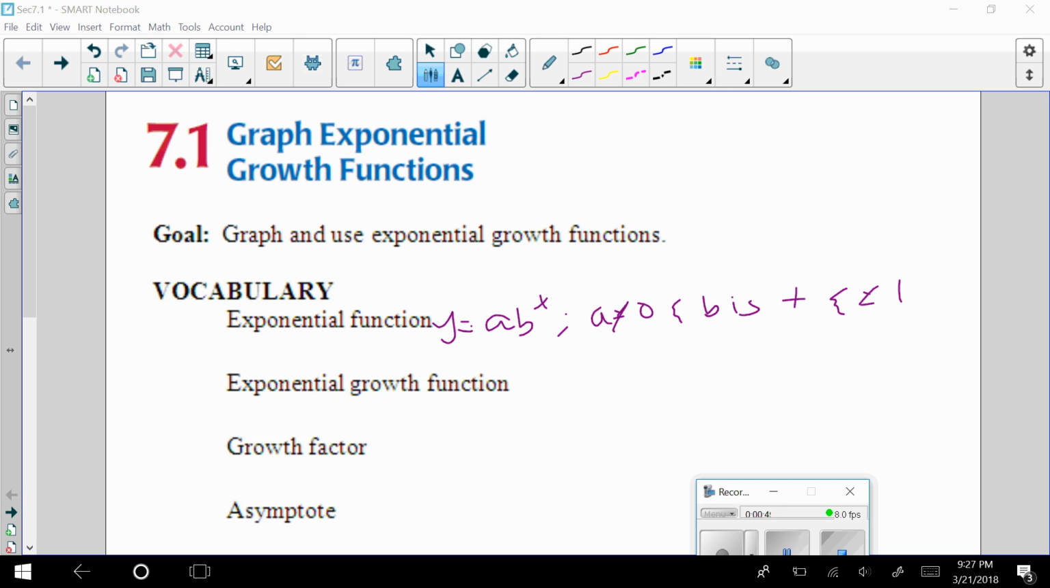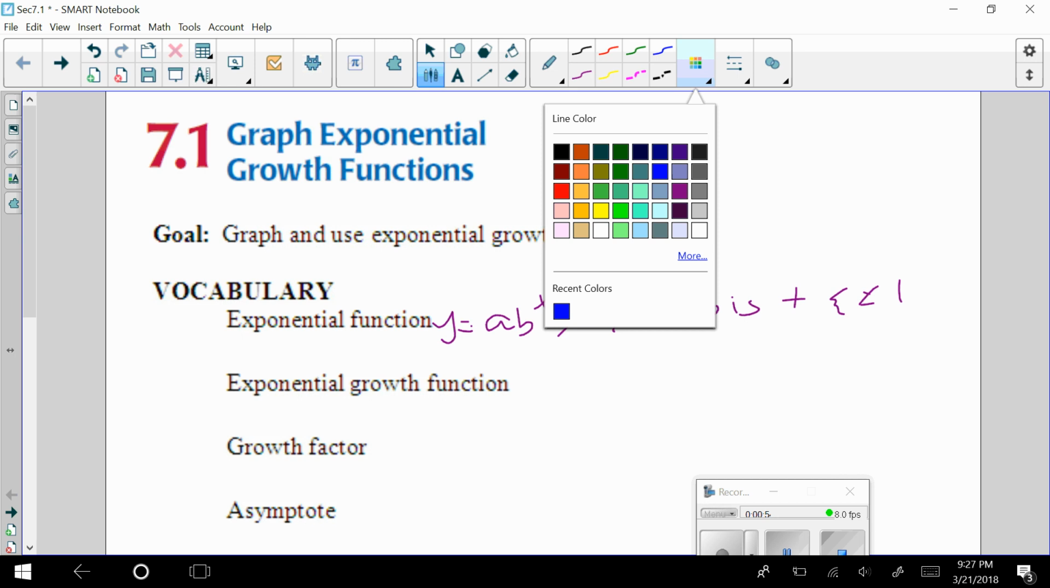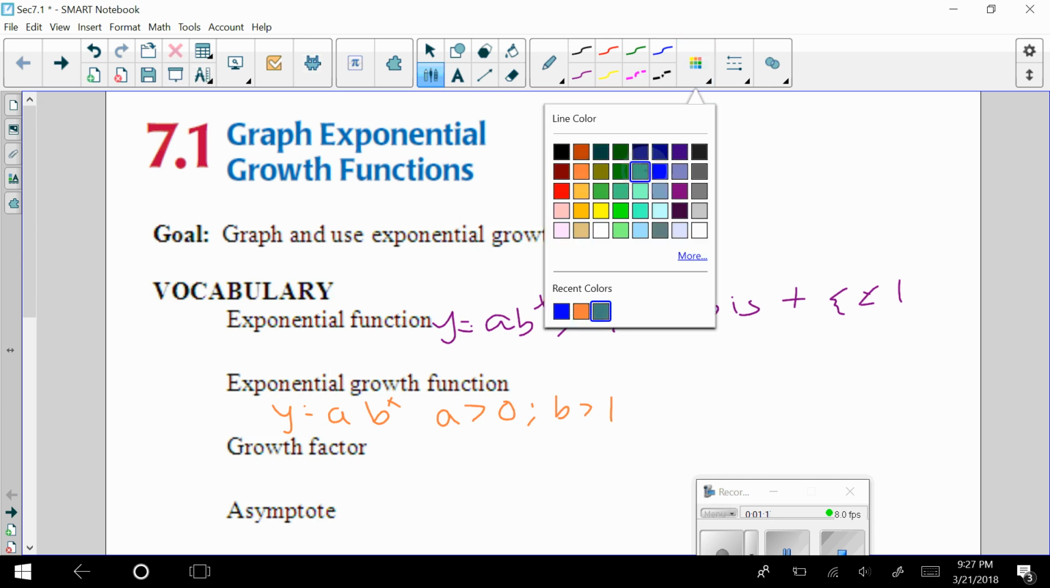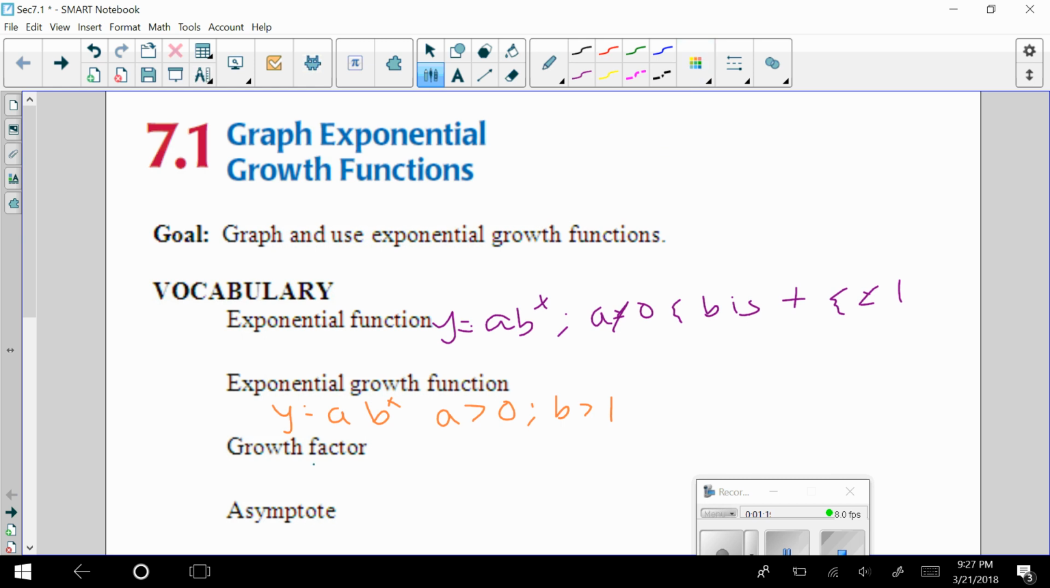The next term is exponential growth function. So this is going to be an exponential function, so it's still going to be in the form y equals a times b to the x. And the difference here is that a is going to be greater than 0 and b is going to be greater than 1. The growth factor is part of our exponential function, and that's what the b term stands for.